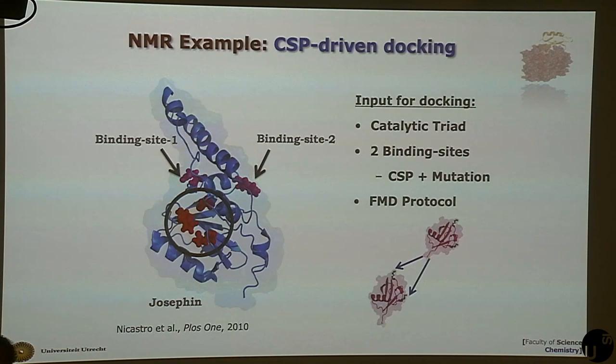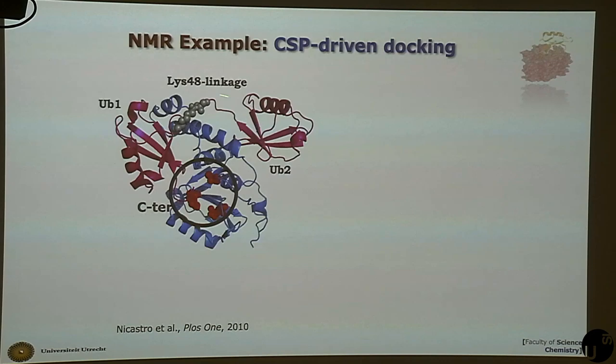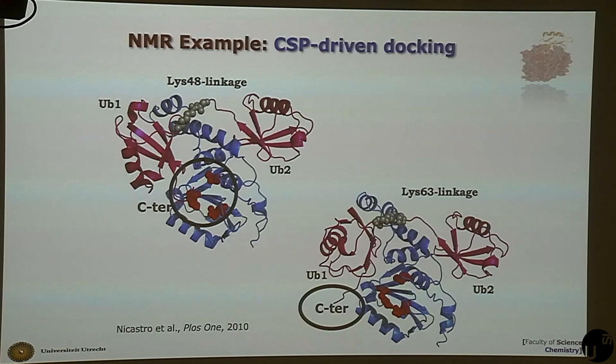So what are you getting at the end? You get models in which you recover the 48 linkage. So you see the two ubiquitins, and in this conformation, you see that the C-terminus of the first one is coming nicely in proximity of the catalytic triad. Of course, you also get the 63 linkage because it's allowed by the data. So if your sampling is good, you should get this information as well.